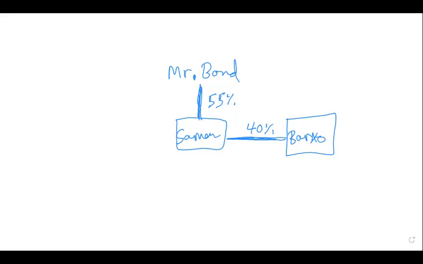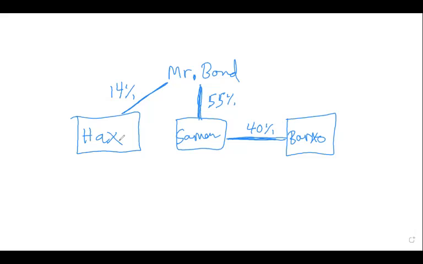All right, so what else do we have? Mr. Bond owns 55% of Cernan. Cernan owns 40% of Barkso. Mr. Bond also owns, well, let's put this over here, he also owns 14% of another company, and that one's called Hacks.